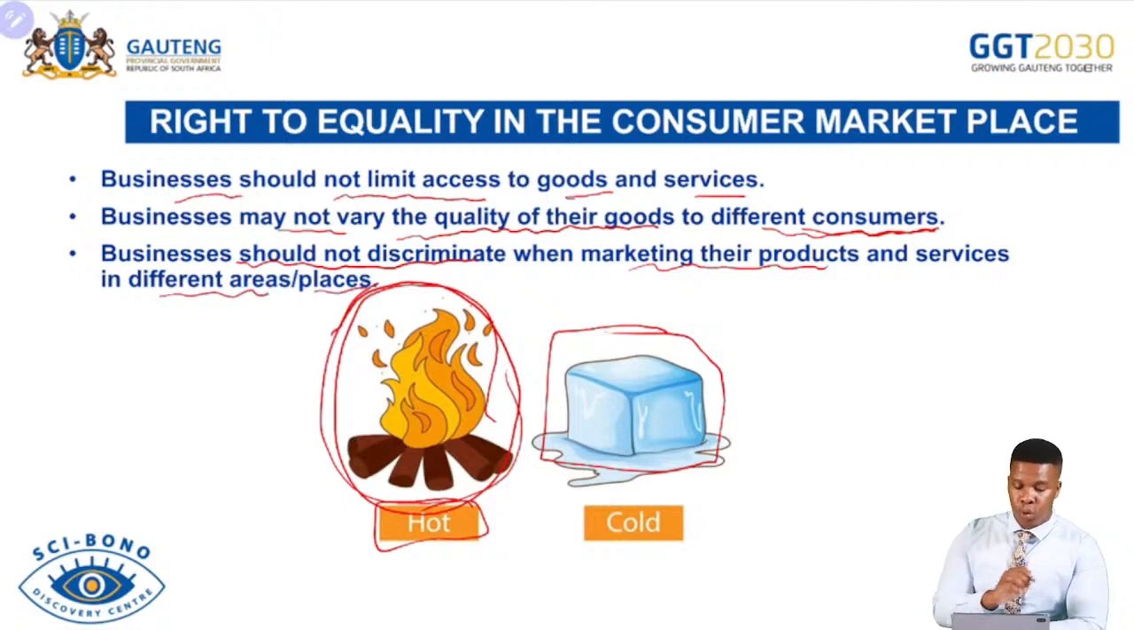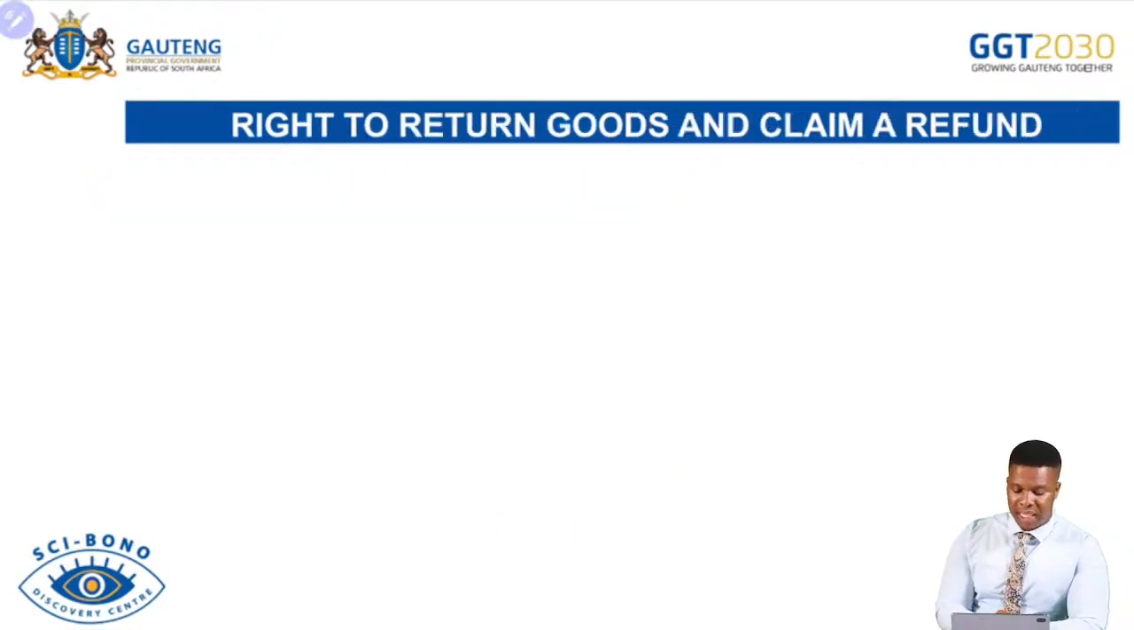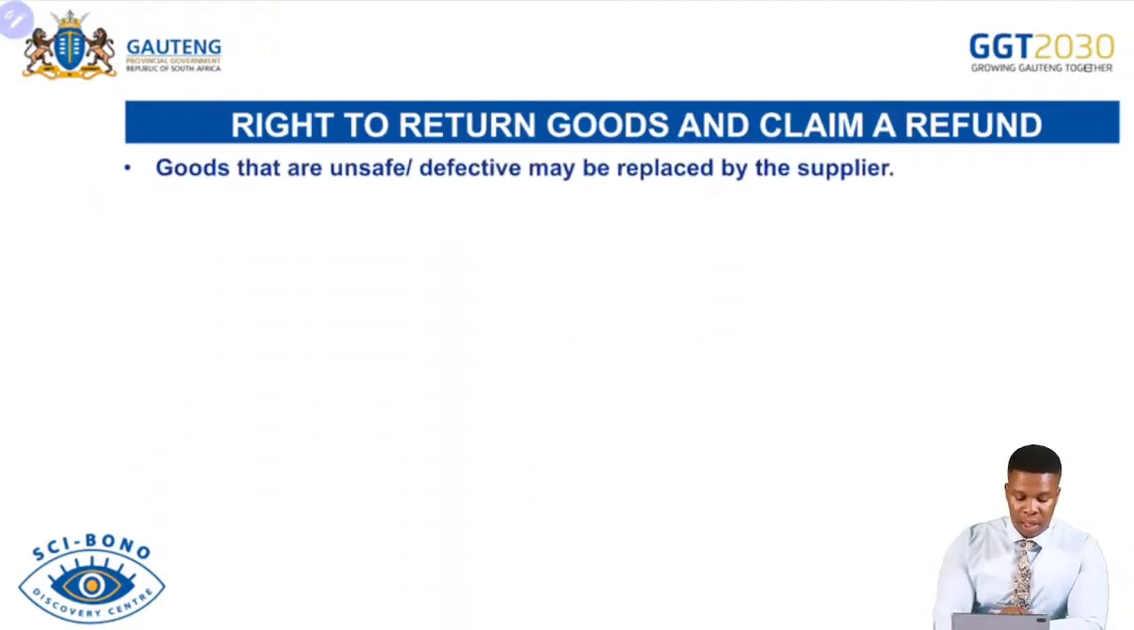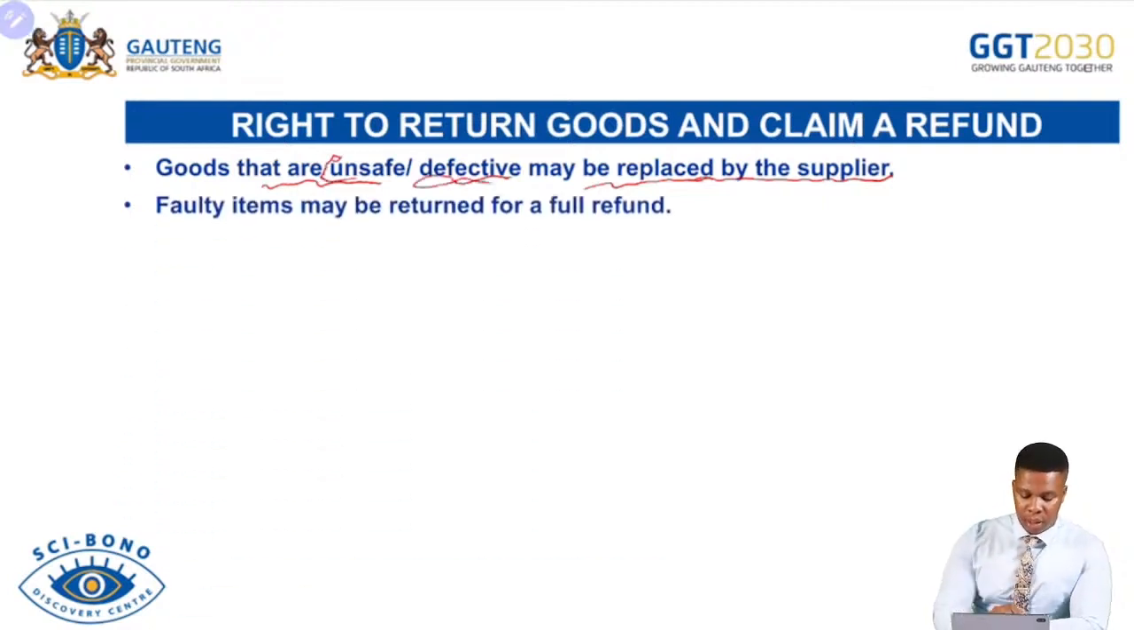So quality should remain the same. Hence we talk about equality. And then the right to return goods and claim refund, you also have a right to do that, especially when goods are unsafe or defective or may be replaced. They may be replaced by the supplier because those goods are unsafe and they're defective. And then as we proceed, faulty items might be returned for a full refund.